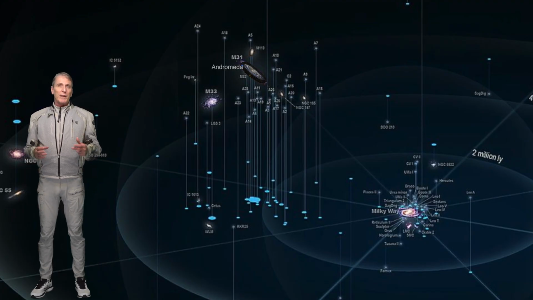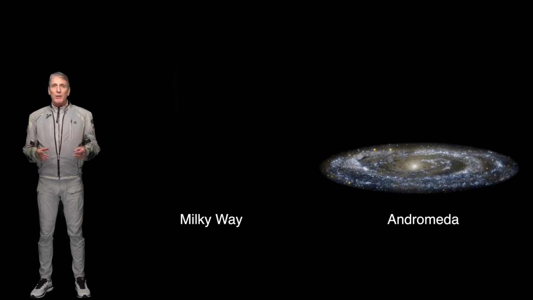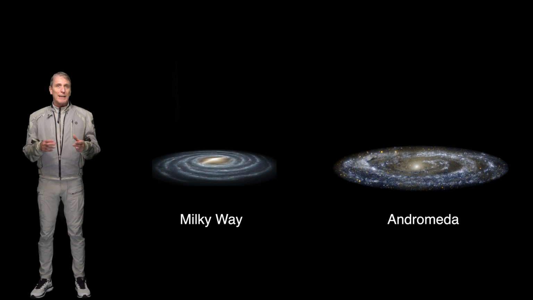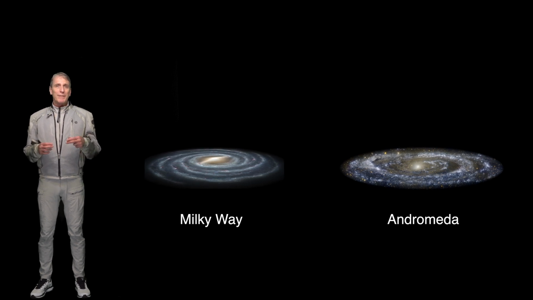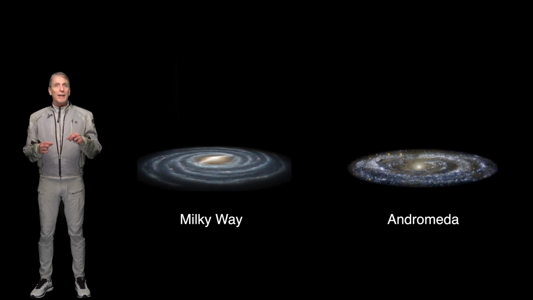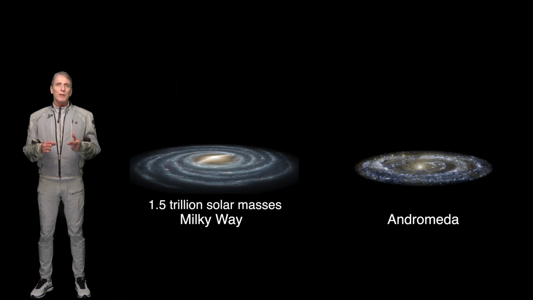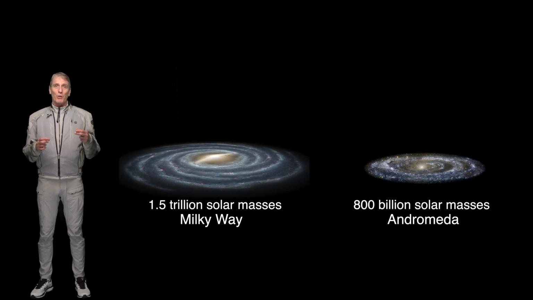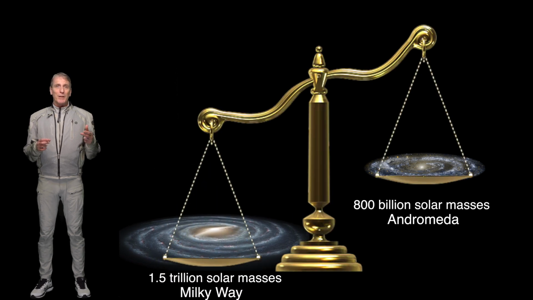Andromeda is the second largest galaxy in our local group, the most massive being our Milky Way. Astronomers used to think it was the other way around until 2019, when NASA and the European Space Agency confirmed that the Milky Way is close to 1.5 trillion solar masses, while Andromeda is around 800 billion solar masses. So this gives the Milky Way about twice the mass of the Andromeda Galaxy.